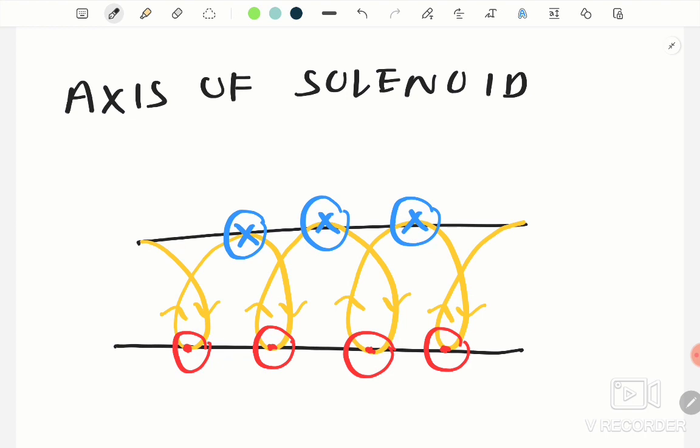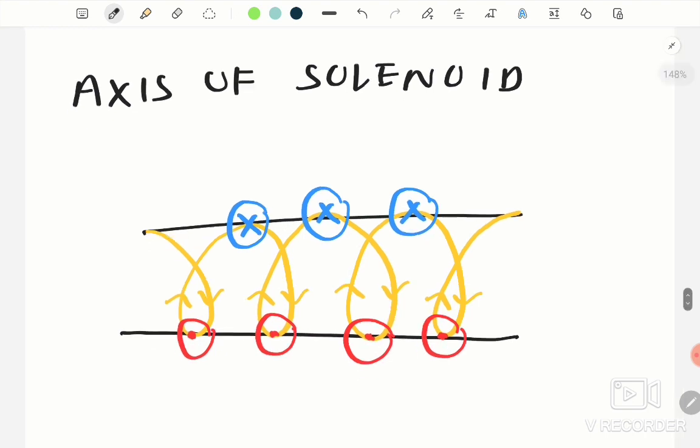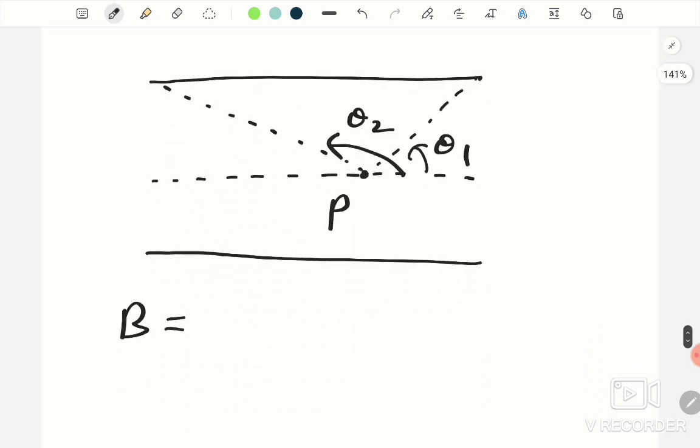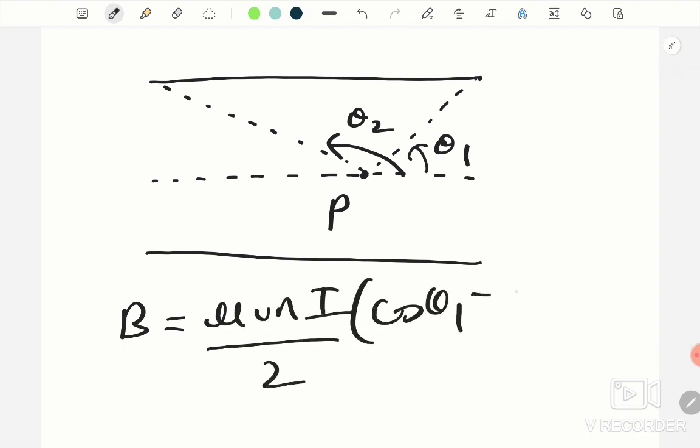Guys, once current flows through this circular wire, magnetic field will be created inside the solenoid, and the value of this magnetic field at point P can be found by using the formula mu naught small n I upon 2 into inside the bracket cos theta 1 minus cos theta 2.